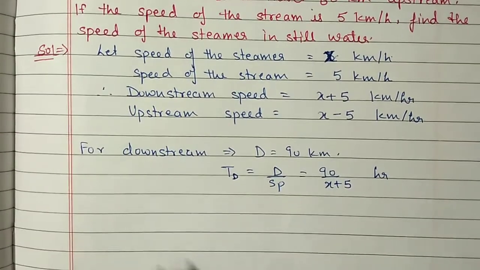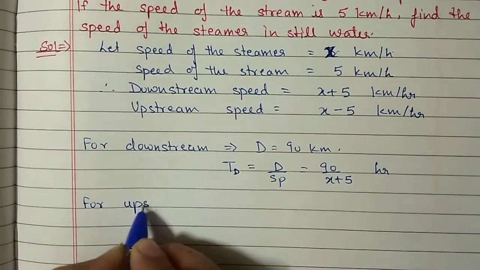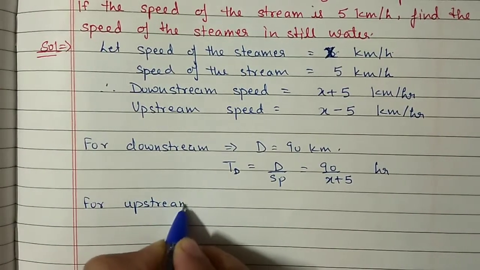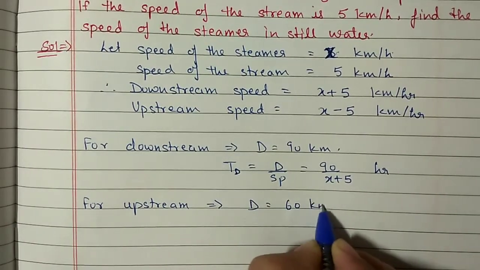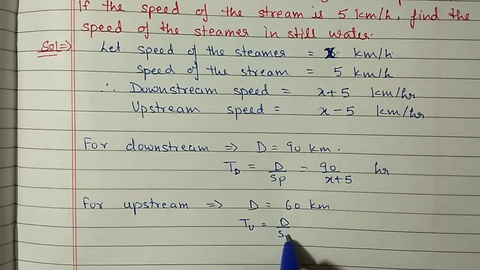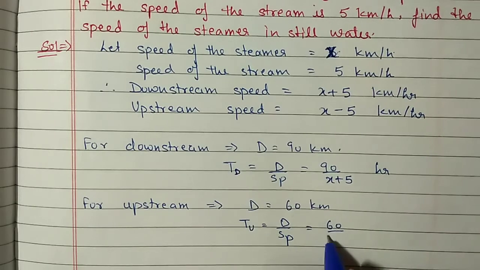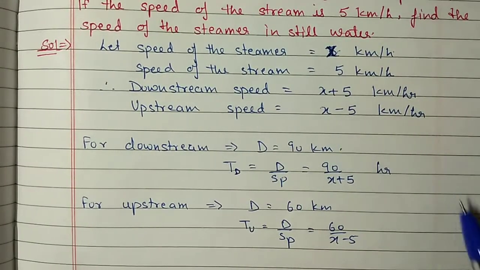Similarly, we can find out for upstream also. For upstream, distance travelled is 60 km. So time in upstream will be distance by speed, means 60 by x minus 5. Here we will take the speed in upstream.